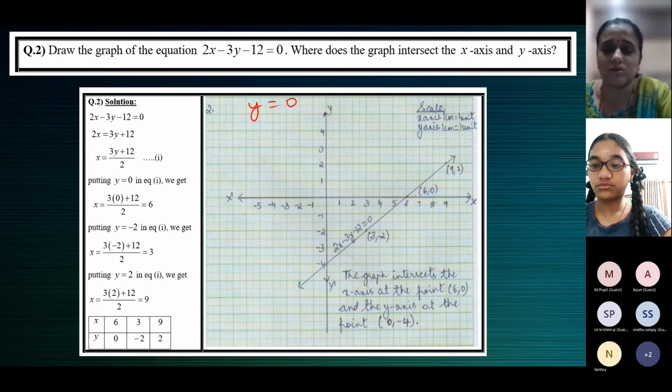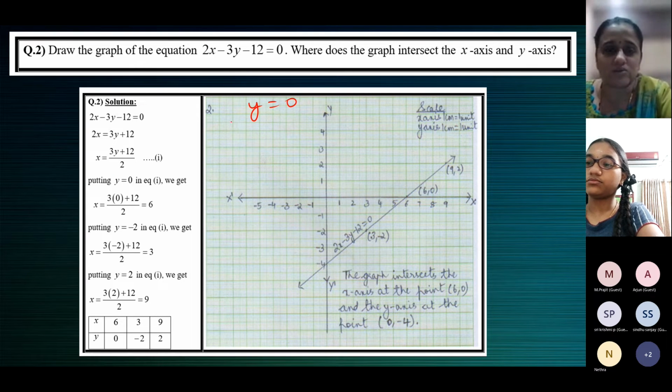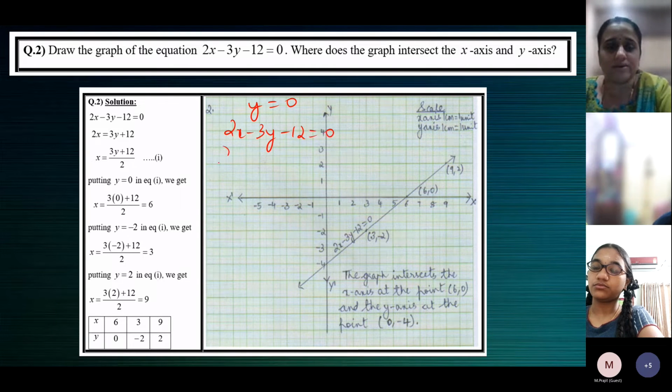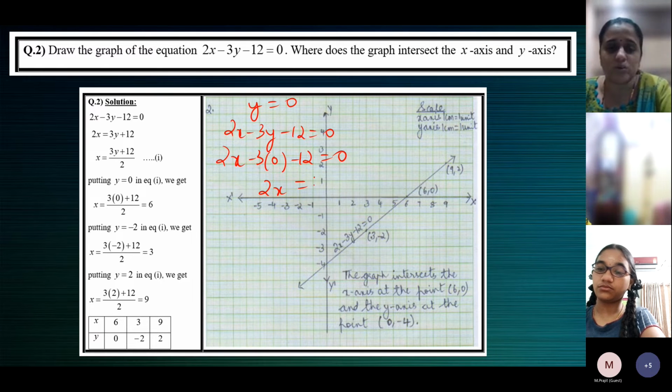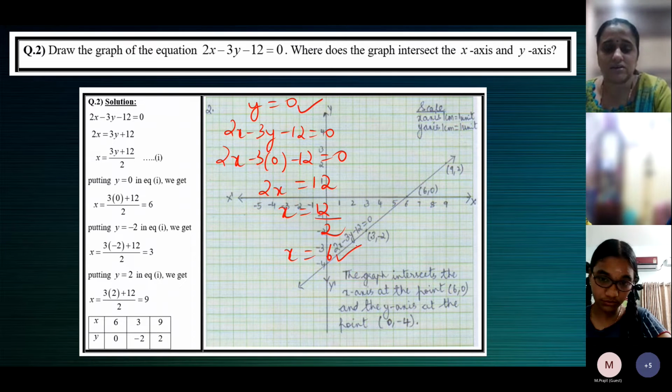When you take y as 0, because where is y 0? On the x-axis. So when you take y as 0, 2x minus 3y minus 12 is equal to 0. So 2x minus 3 into 0 minus 12 is equal to 0. So we get 2x, this is 3 into 0, which is 0, so 2x is equal to 12. x is equal to 12 by 2. x is equal to 6. So when y is 0, the value of x is 6. So the ordered pair is 6, 0.